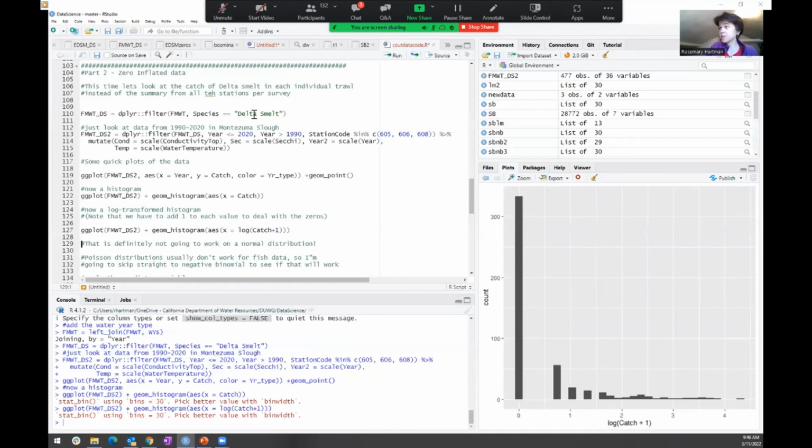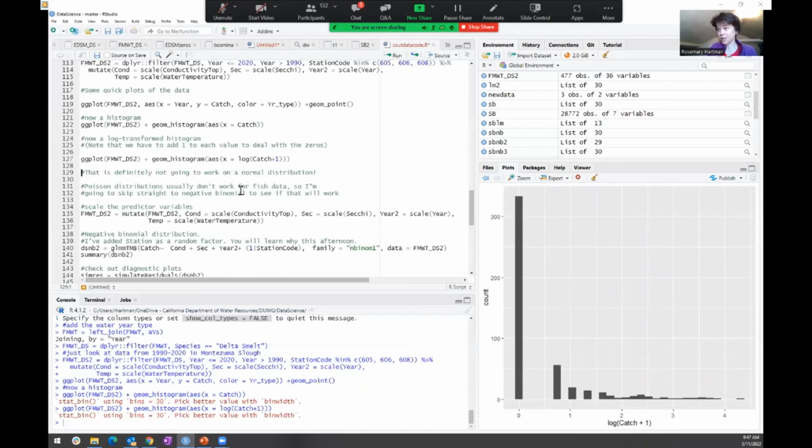Log transform that histogram, and we're adding 1 to the catch, because if you just try and log transform catch, the log of 0 is negative infinity, won't work. So we add 1 to each value, then log transform it, and we still do not have anything normal. So we're not going to even try running a regular linear model. We also discussed earlier that Poisson distributions almost never work. That's a demo of what would happen if we did it in the online materials, but just going to go right to the negative binomial model.